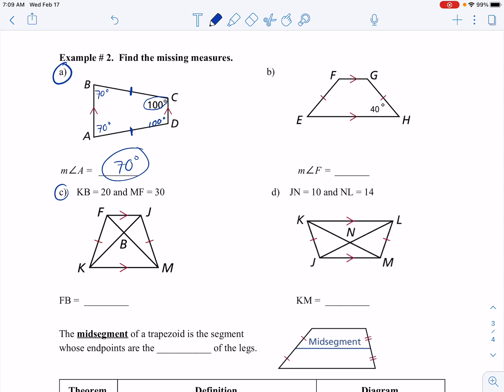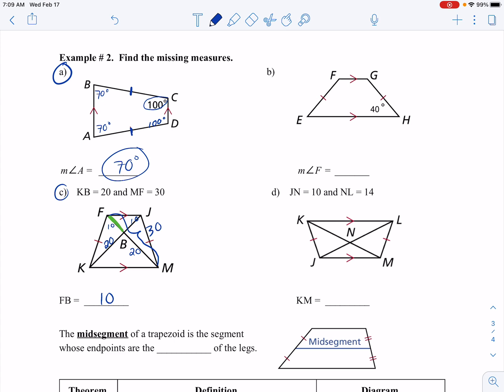All right, let's try C. You have the diagonals listed here. We know that KB is 20 and we know that MF is 30, this whole thing. What's the length of FB? FB is just this length right here. Well, if you know the diagonals are congruent, you know the whole thing is 30, just this one part would have to be 10. Diagonals are congruent in an isosceles trapezoid.